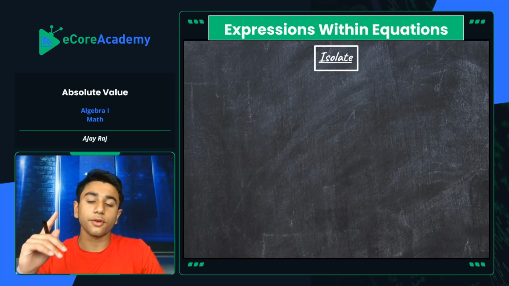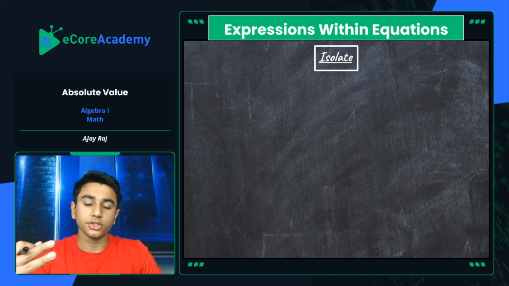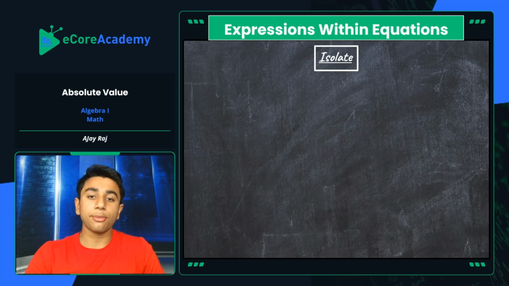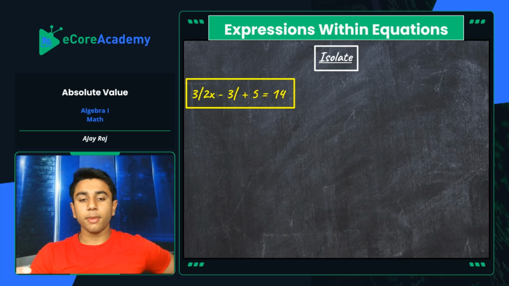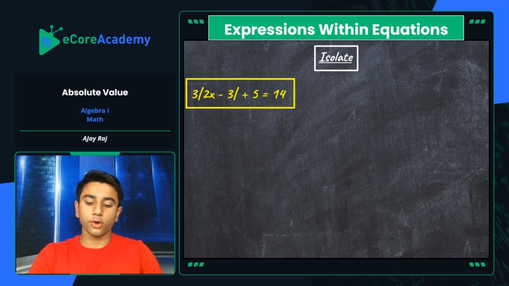We're going to start off with our first step. There are 3 steps when solving equations. The first step is called isolation. So you're going to try to isolate your absolute value expression. We're going to solve for x, and we're looking at 3 times the absolute value of 2x minus 3, plus 5, equals 14. So how do we solve that? How are we going to isolate?